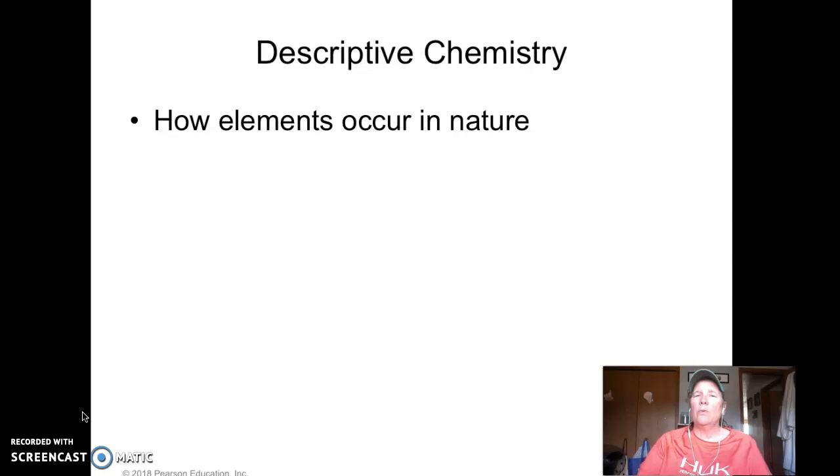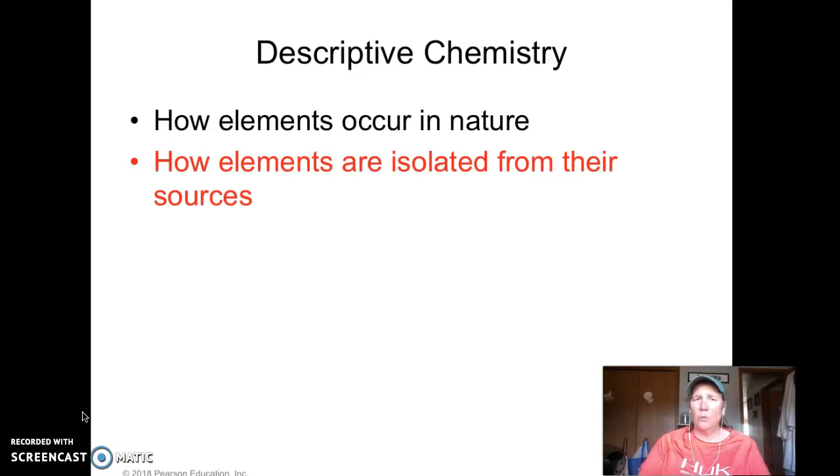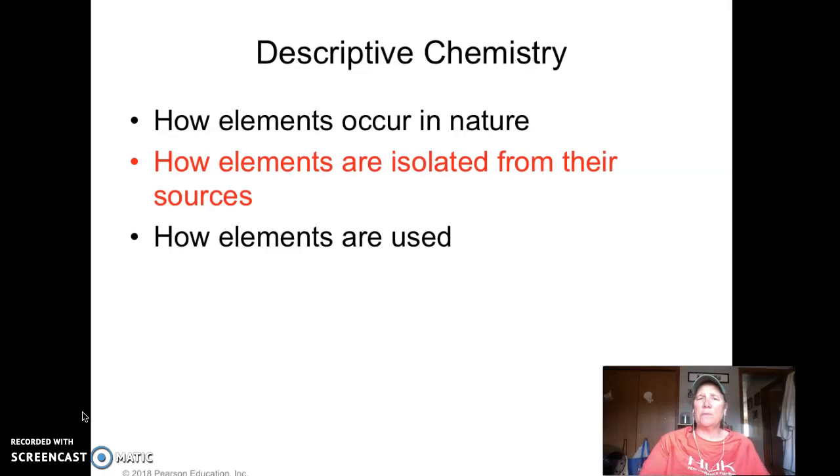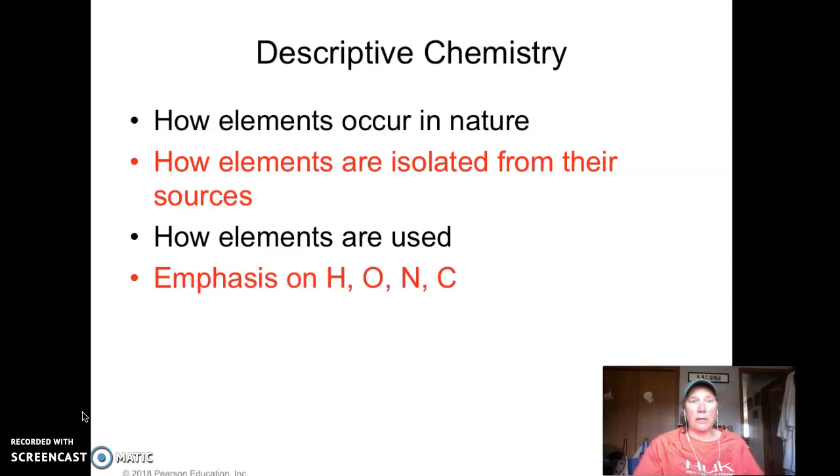Okay. So when we're talking about descriptive chemistry, we're going to talk about how elements occur in nature. A lot of elements you won't find in pure form. Most of the time we have to take elements and isolate them from their sources, whether it be ores, rocks, combined with oxygen, something like that. And then when we use descriptive chemistry, we also talk about how they're used. That's an important thing. The emphasis when you talk about nonmetals is hydrogen, oxygen, nitrogen, and carbon. And those are the big four elements. And you'll find them in all living things. Carbon is one of the most common because it's in all organic compounds, things like that.